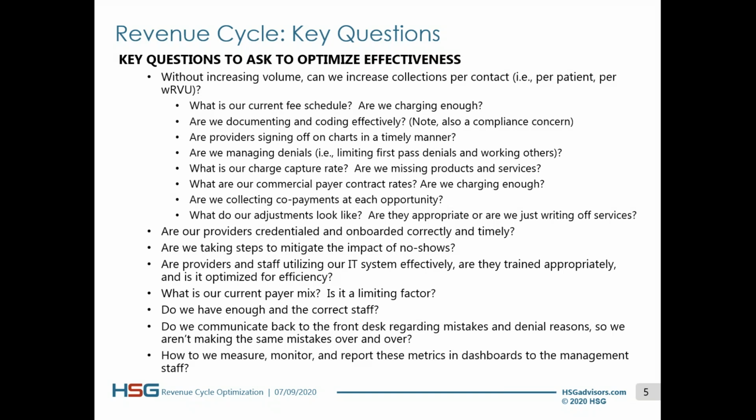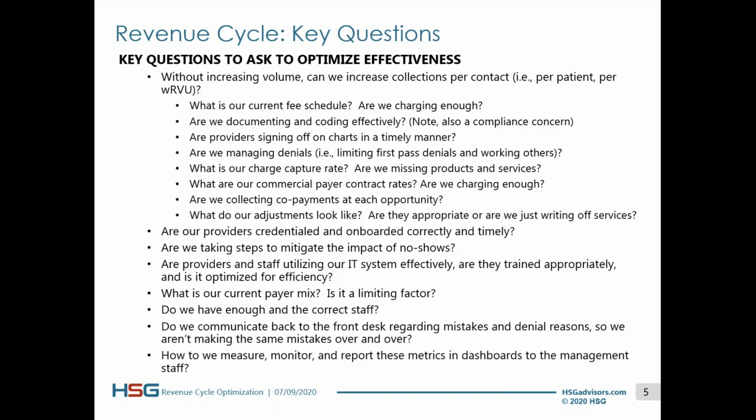Are we managing denials on the front end? Are we doing what we can to limit the number of first pass denials? And then on the back end, for those true denials, are we working those denials? Are we dealing with them so that we can bring the claim to resolution?